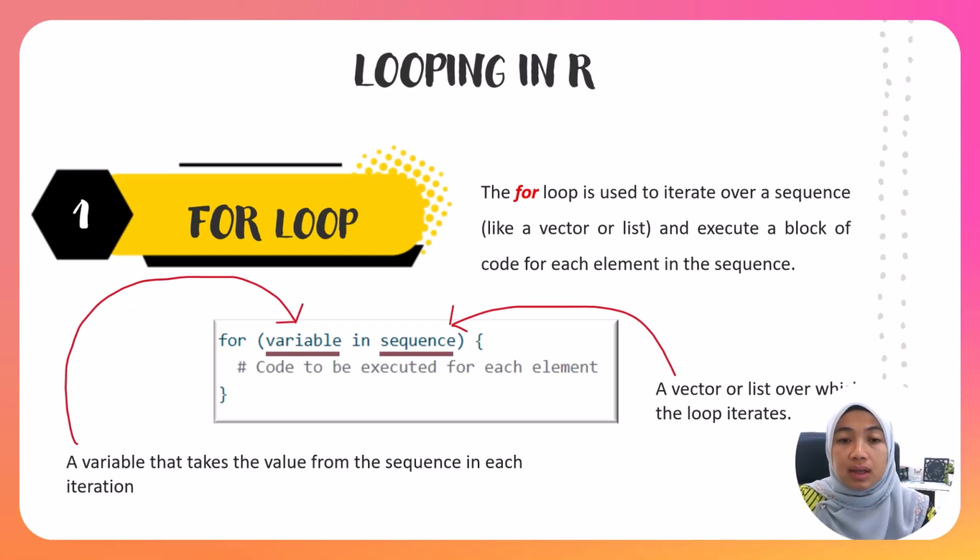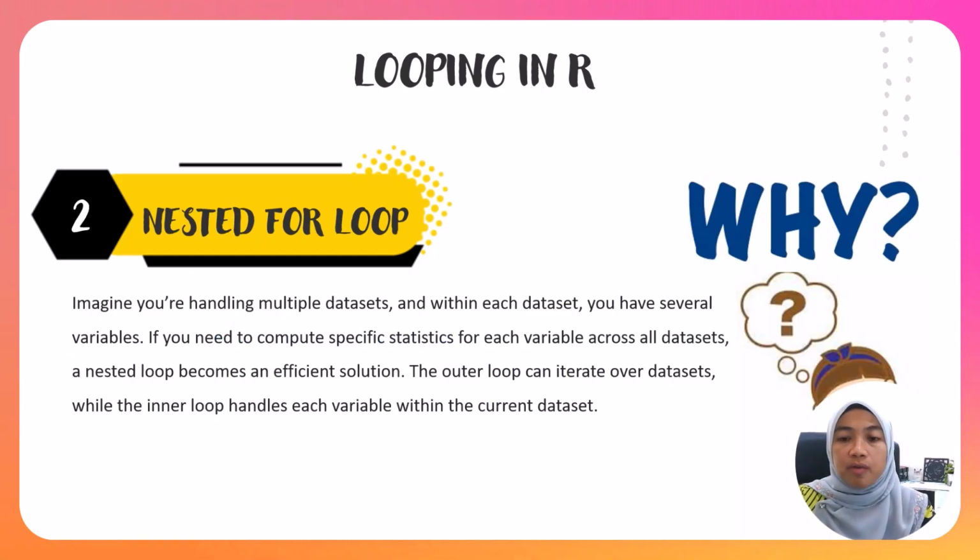The code for the for loop is: for, then you write the variable in sequence, and then the open bracket and the close bracket. The variable in sequence here means the variable that takes the value from the sequence in each iteration. The vector here is a list over which the loop iterates.